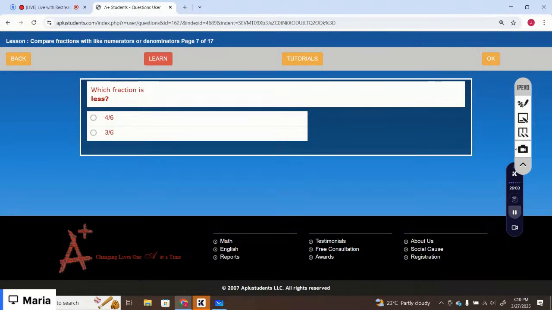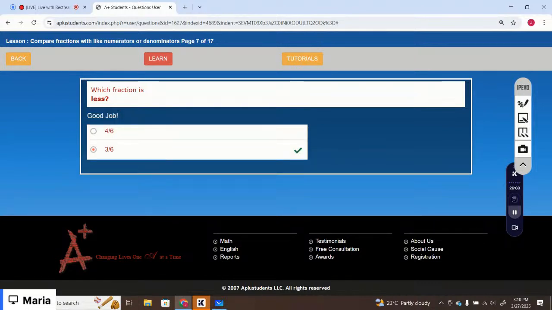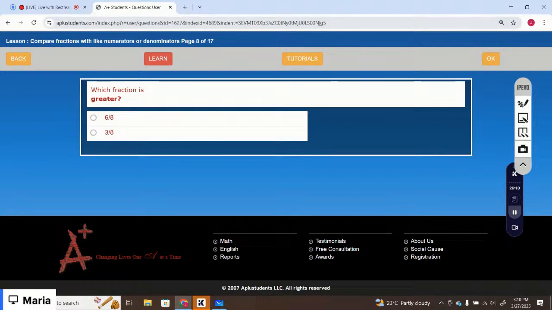3 by 6 is less than 4 by 6. Option number 2 is the correct option. Which fraction is greater? 6 by 8, 3 by 8. 6 by 8 is greater than 3 by 8. Option number 1 is the correct option.